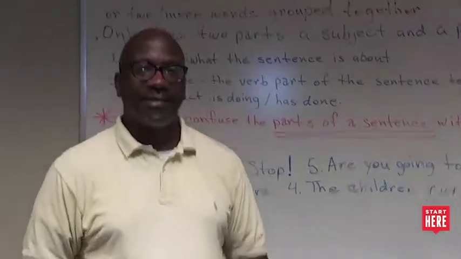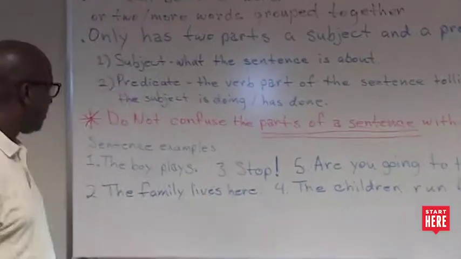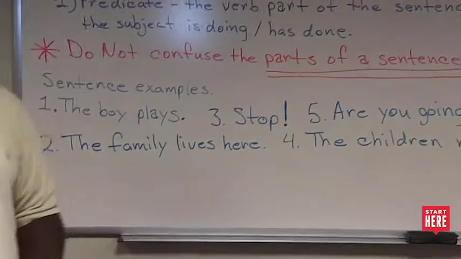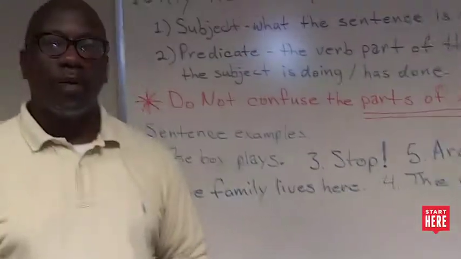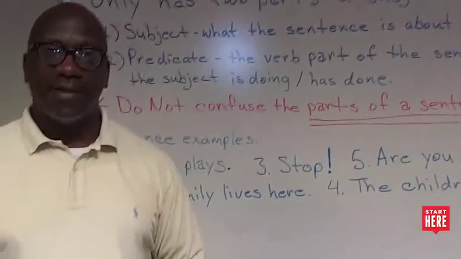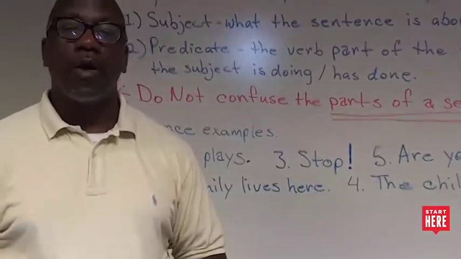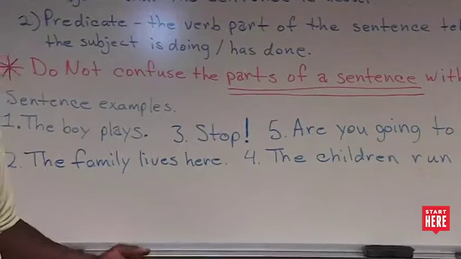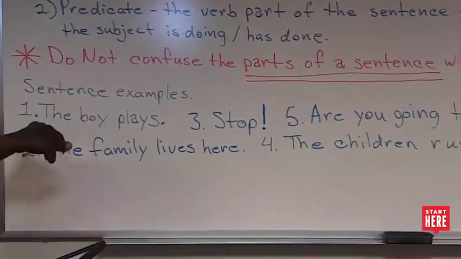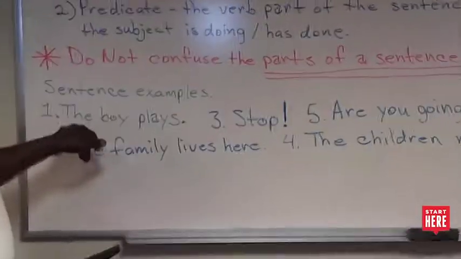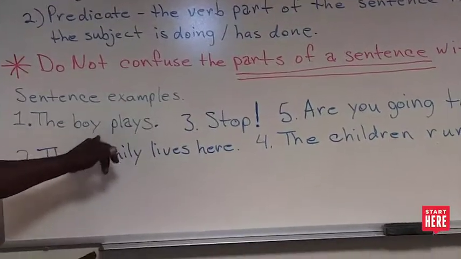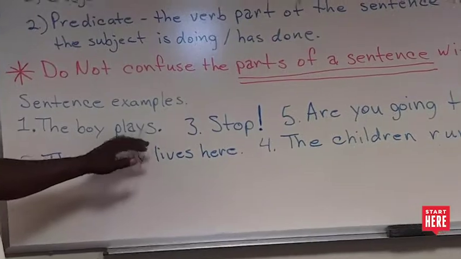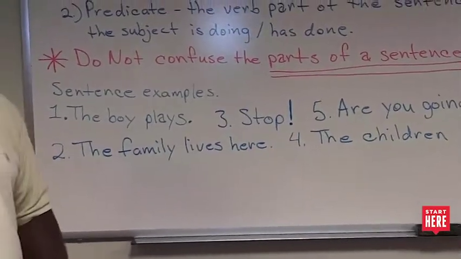So let's look at some sentences. 1, the boy plays. What is this sentence about? It's about the boy. What is the boy doing? He plays. So the subject part of the sentence, the first part, would be the boy. The second part of the sentence, the predicate, notice, only contains one word, plays.